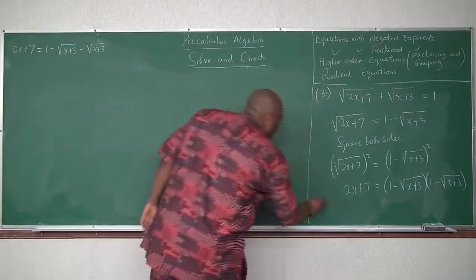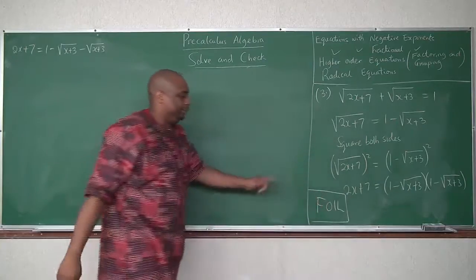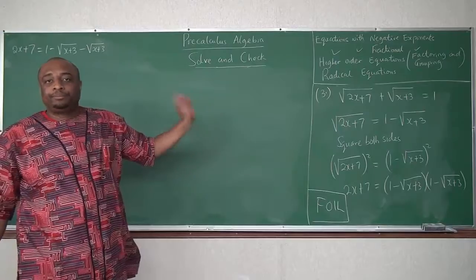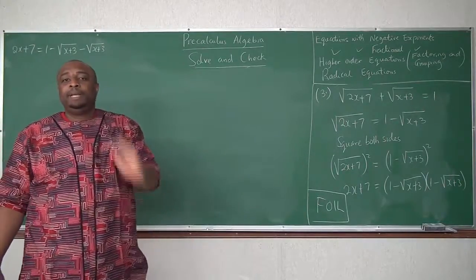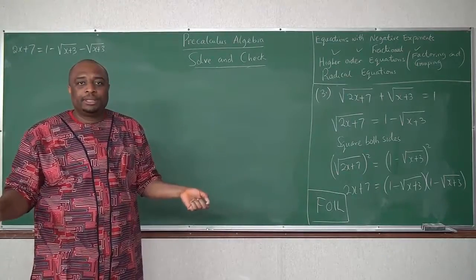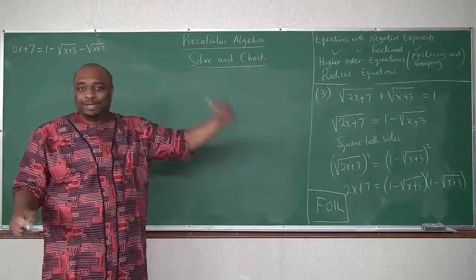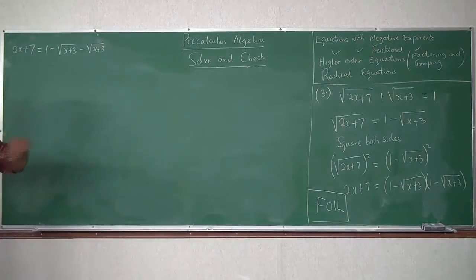What I'm doing now is the FOIL method, multiplying binomials. Okay? If you don't know what I'm talking about, binomials, please view the videos on multiplying polynomials. Multiplying binomials. You need the knowledge. So you see, mathematics has a rippling effect, right? This topic needs prior knowledge of that topic. That other topic needs prior knowledge of another topic.